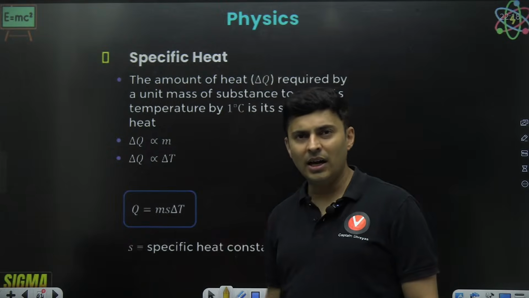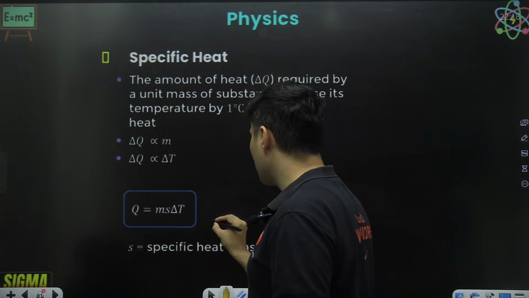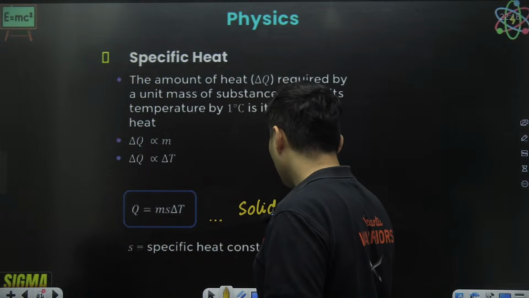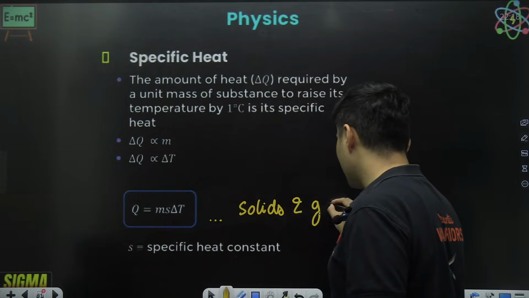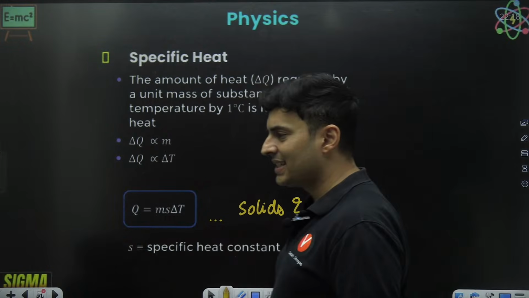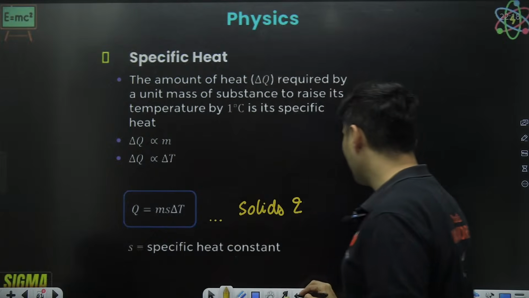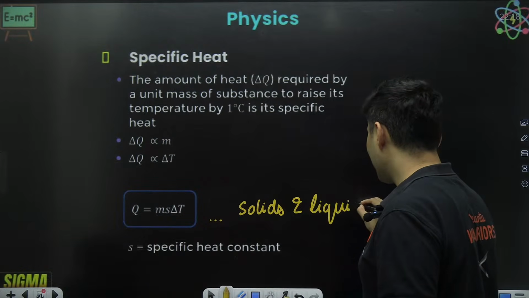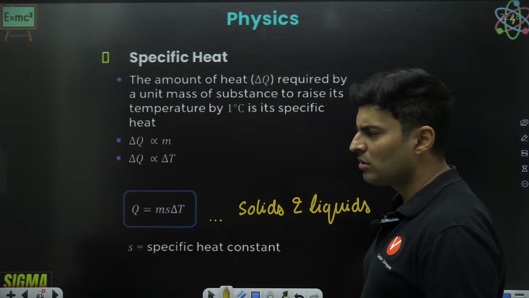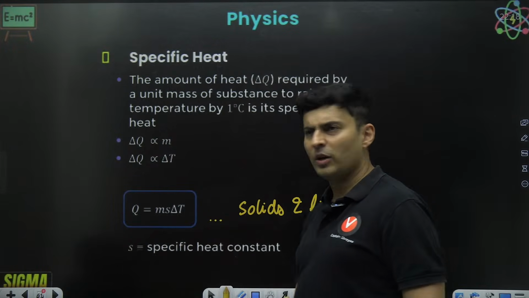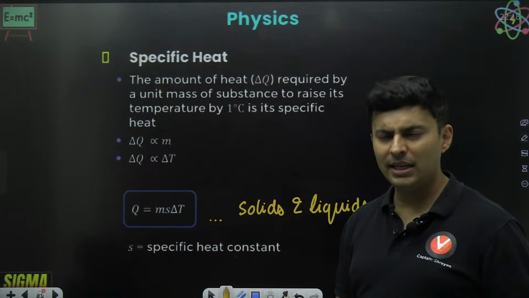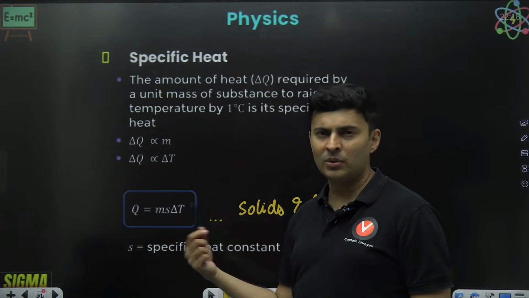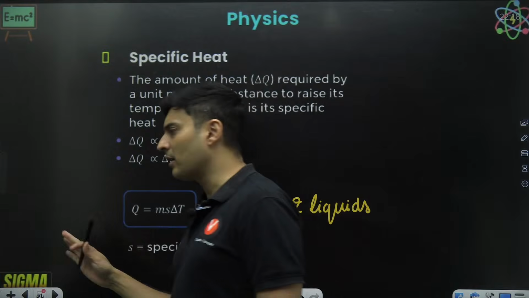Now, this formula is typically used for solids and liquids. My bad, I said gases by mistake, solids and liquids. Sir, why will you use this formula for solids and liquids only? I'll tell you in a bit. So if I know how much mass is there, if I know how much S is there, and I know delta T, I can easily find the heat required.